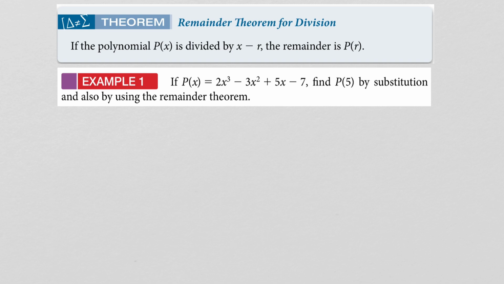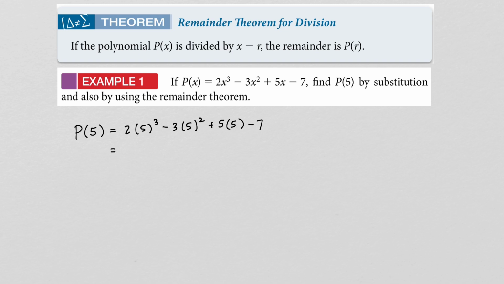Suppose p of x is the polynomial 2x cubed minus 3x squared plus 5x minus 7. Let's find p of 5 by substitution. So remember, to find the function value p of 5, we're just going to plug 5 in for x. So everywhere we see an x here, we're going to plug in the number 5. So that's going to give us 2 times 5 to the third power minus 3 times 5 to the second power plus 5 times 5 minus 7.